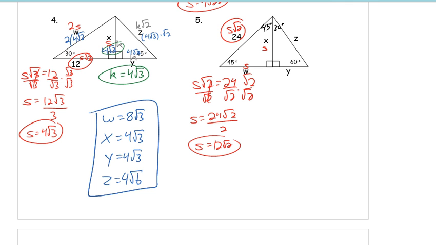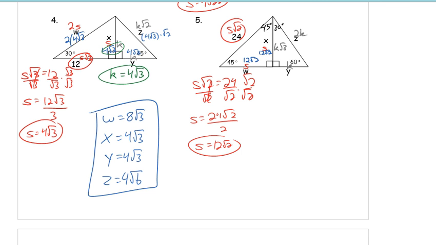I'm going to go back and do the triangle on the right before I forget. Across from 30 is K. Across from 60 is K radical 3. Across from 90 is 2K. Okay, so again, S is 12 radical 2. So that means this side is just 12 radical 2. Across from 45, this is 12 radical 2. This is where I think it's going to help using that other letter.